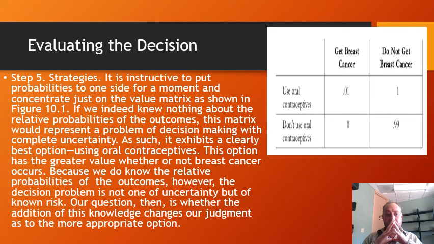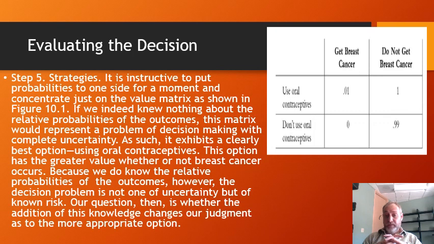So strategies. For the moment, before we add the probabilities, because we do have some knowledge about states of the world, let's think about just the value matrix on its own, without any knowledge. Treat it as a problem of decision making under uncertainty. Here we have a clearly best option, even though we have no information about the world. Using oral contraceptives, whether you get breast cancer or don't, the value comes out higher. You get 0.01 compared to 0 and 1 compared to 0.99. So if we knew nothing about it, it would seem like you should use the oral contraceptives.